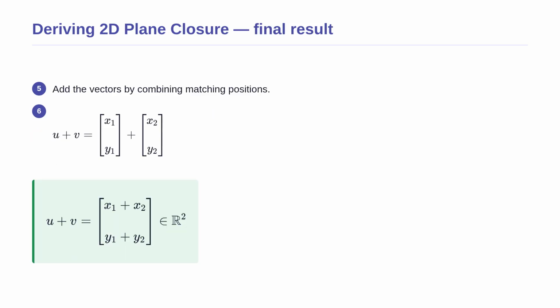Continuing with our proof, we now add our two generic vectors together. To add vectors in a matrix format, we simply add the numbers in the matching positions. The top row becomes the sum x1 plus x2, and the bottom row becomes y1 plus y2. Because adding two plain real numbers always gives you another plain real number, our final result is still a column containing exactly two real numbers. This perfectly matches the definition of a 2D vector. Therefore, the result still belongs to our original set, proving physically and mathematically that the 2D plane is closed under addition.